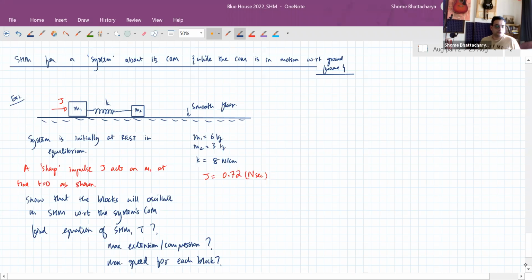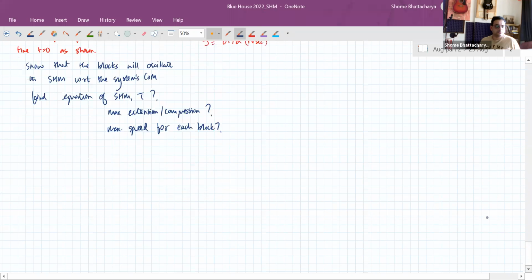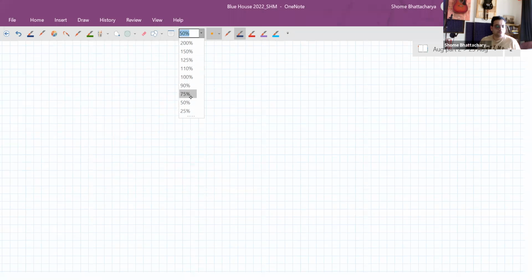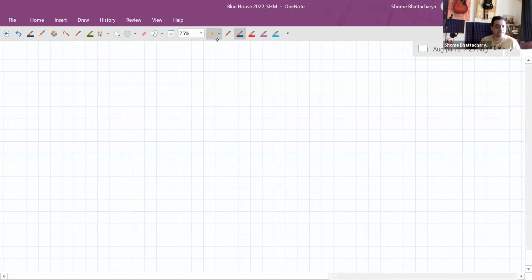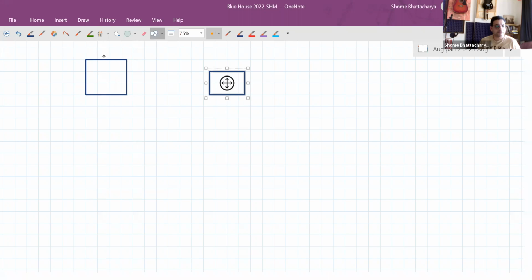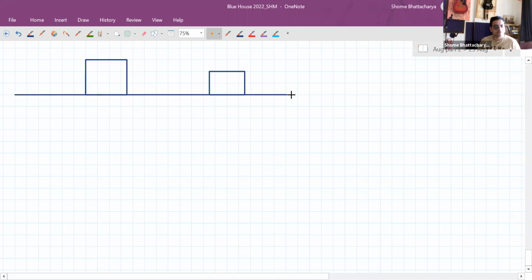Okay, so let's go about systematically solving this problem. So first of all, let us understand what is the state of the system at t equal to 0 just after the application of the impulse. We just finished applying that impact impulse, or that collision impulse.